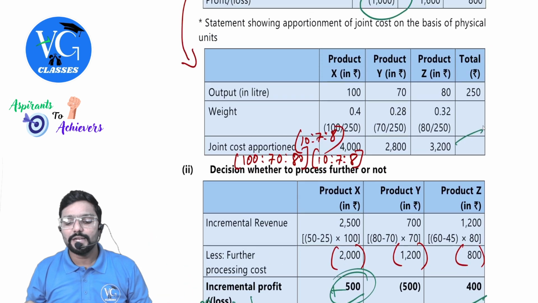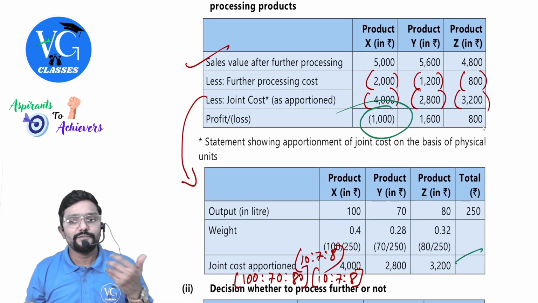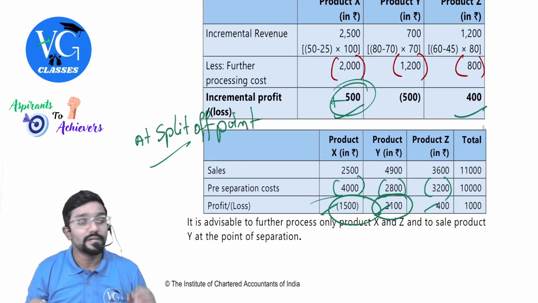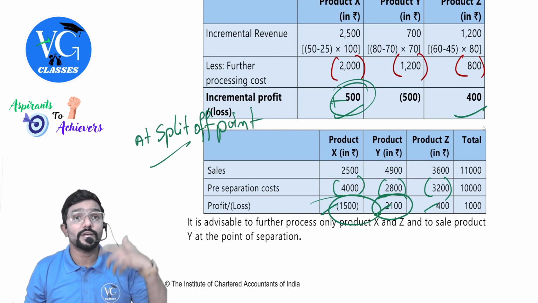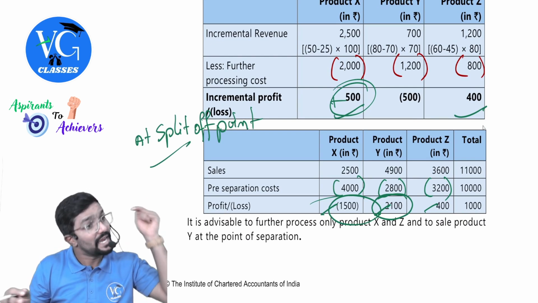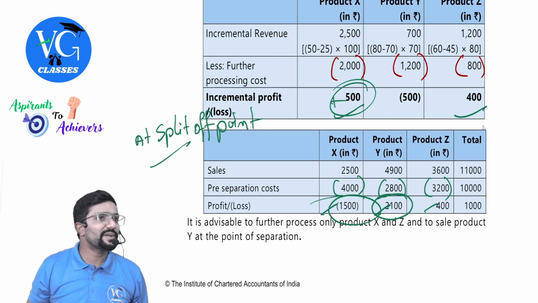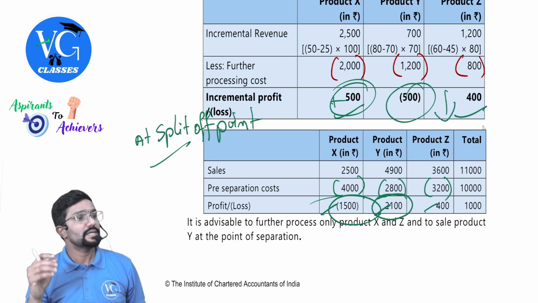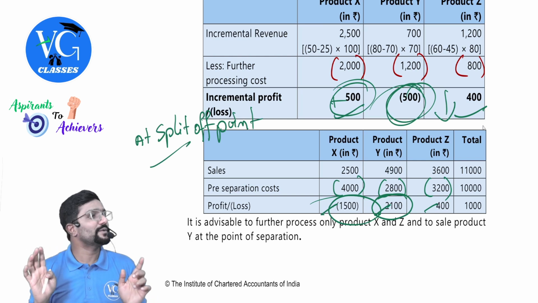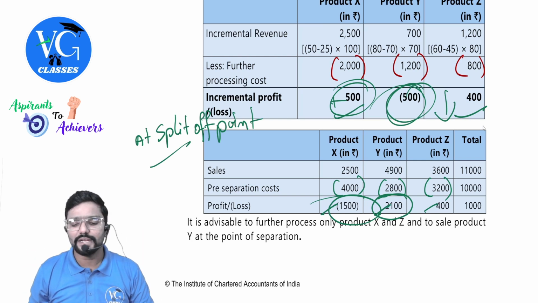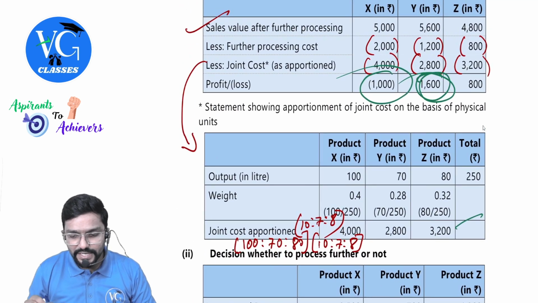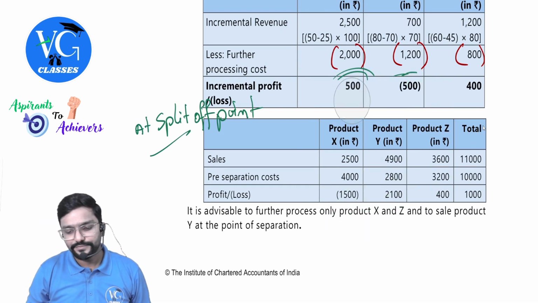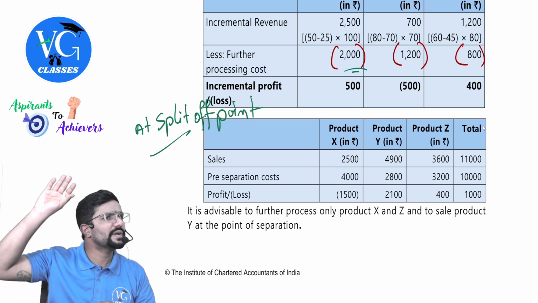Next, if I sell product Y after further processing, what is the profit? 1600. If I sell it at split off point, it is 2100. How much more? 500 more. So where should I sell? At the split off point, because if I further process and sell, my profit will come down by 500. This is not loss. Profit will come down by 500. Simple, guys. 1600 here, 2100 here. What is the difference? 500. Hope you got it.